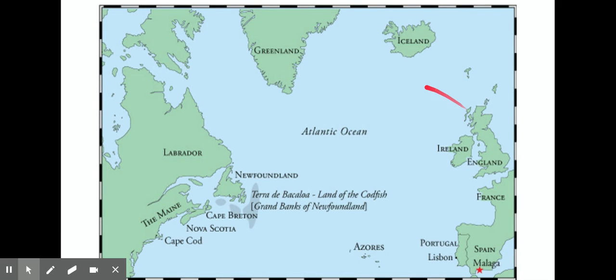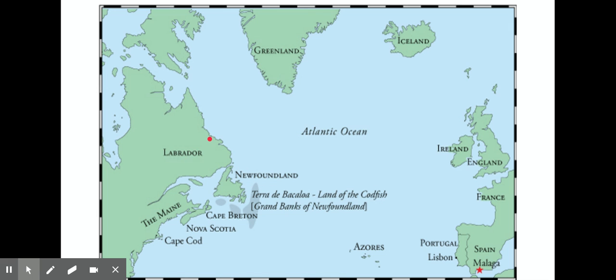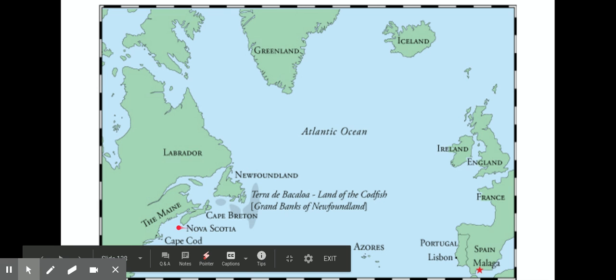And they follow the North Atlantic, a path similar to the one the Vikings had taken 500, 600 years before. They come over and start fishing the waters off the coast of Labrador, Newfoundland, Nova Scotia, Maine, Cape Cod, New England. You can see here is the land of the codfish. So these fishermen start coming over and fishing these waters.